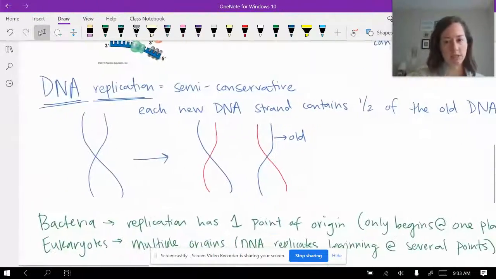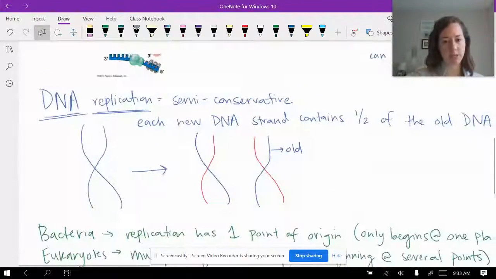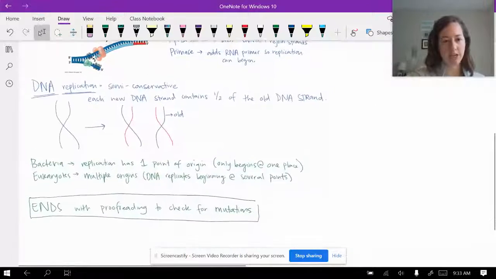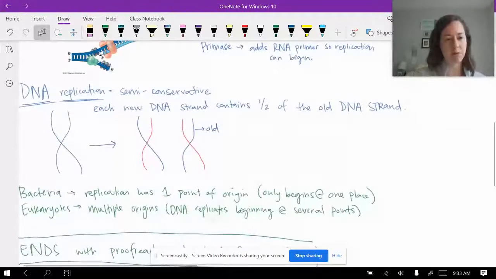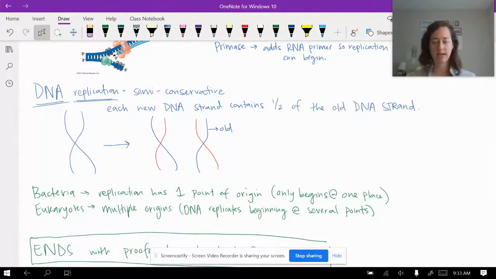All right, so just a little bit more about this, almost done. DNA replication is a semi-conservative process, and what that means is that each new DNA strand will contain half of the old DNA strand. So in this image, I took my blue double helix, split it apart, and then the red side is added in. So each time DNA replicates, half of the old one is now contained in the new one because it was used as a template to create it.